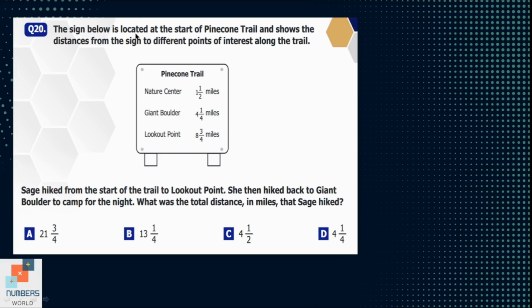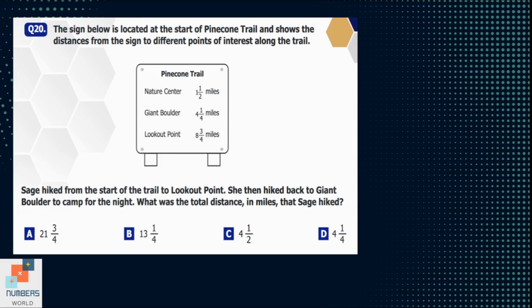Question number 20. The sign below is located at the start of Pinecone Trail and shows the distances from the sign to different points of interest along the trail. Sage hiked from the start of the trail to Lookout Point. She then hiked back to Giant Boulder to camp for the night. What was the total distance in miles that Sage hiked?